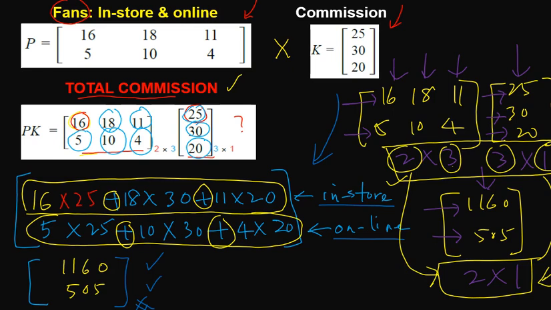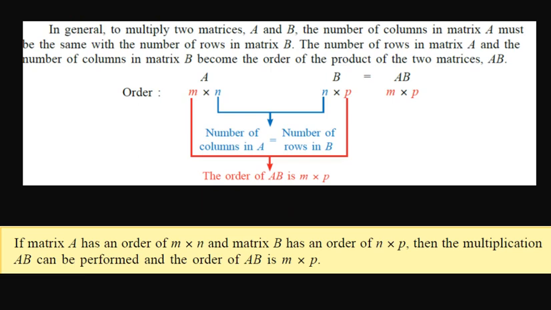Okay. Maybe this one you are not very familiar yet. We'll see the general form. In general, to multiply two matrices A and B, the number of columns in matrix A must be the same as the number of rows in matrix B. You see? Columns and rows must be the same for the matrices.